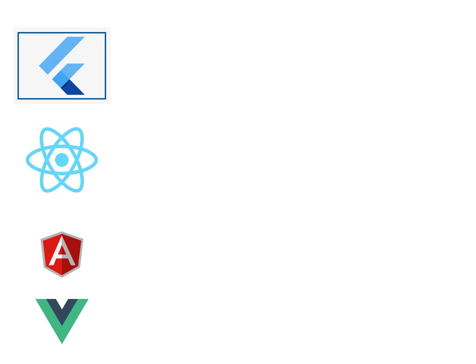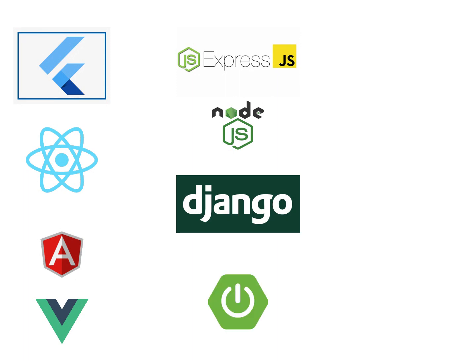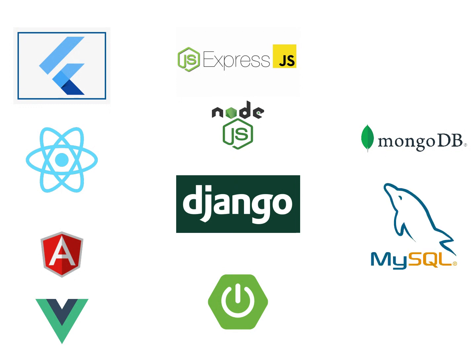In the back-end development part, I talk about Express.js and Node.js for back-end development or REST API development. I will also talk about Django, Spring Boot and Flask as a part of the backend development. For the databases, I talk about MongoDB. I will also talk about SQL databases like PostgreSQL or MySQL.